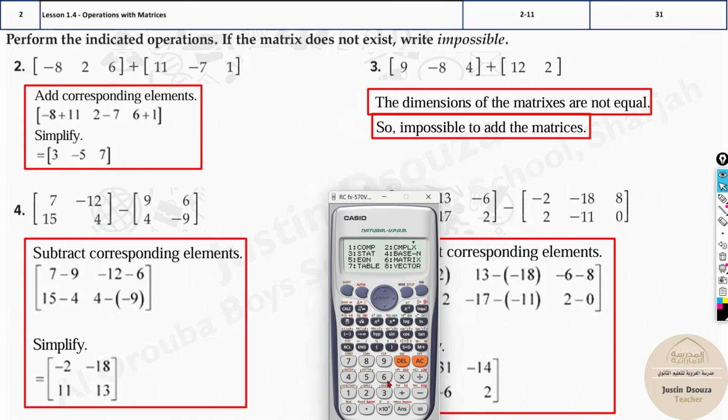Now we will go back over here and select this particular matrix, 2 cross 2, option 5. Now I will put in the values. How you put in the value is, first value is 7, press equal to, it is saved. Minus 12 equal to, 15 equals and 4 equal to. Your first matrix is saved. Now matrix A is saved.